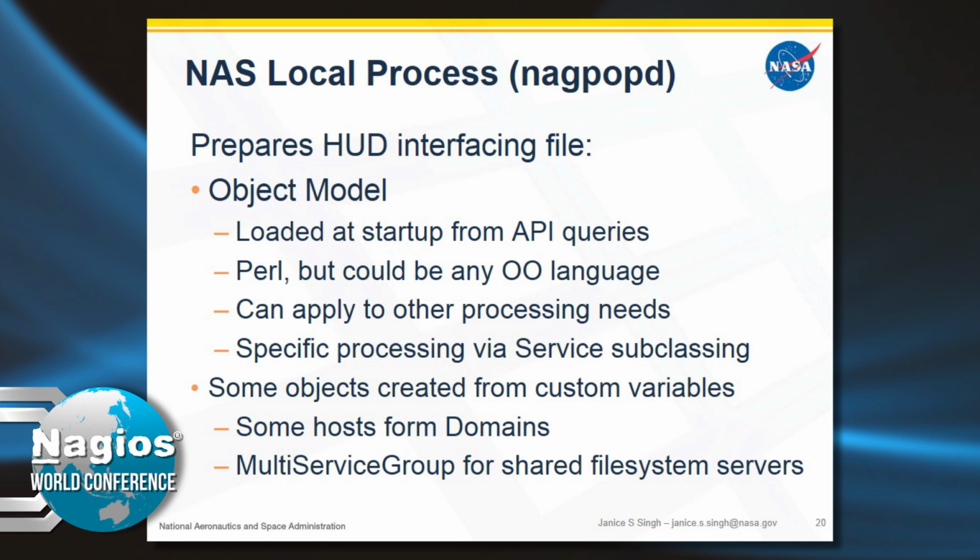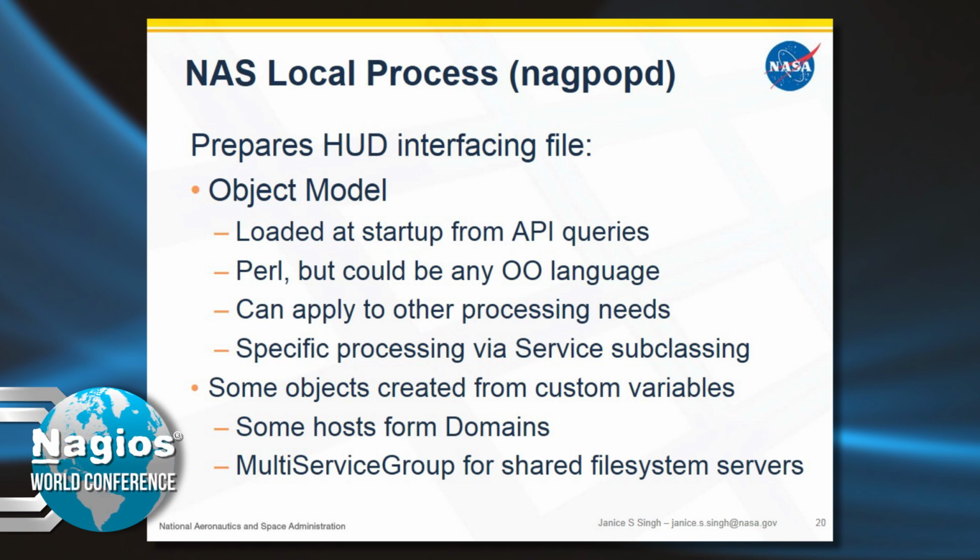So then what it does is it writes out to that HUD buffer. And so we use the objects that we just get from the API queries. We use Perl, because we use Perl for just about everything, but any object-oriented language you could do this with. And so basically the first part where we suck in all the Nagios information, it could be used for anything. It doesn't necessarily have to be used just to write out for the HUD buffer, because it's pretty generic. It's just pulling in all the information.